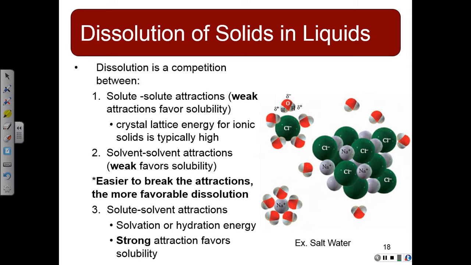If you look over here, you have a partial positive and a partial negative. So what do you think the oxygen is going to be attracted to? It's partially negative. Yeah, the sodium, exactly. So what's going to happen is water is going to come in and solvate that sodium ion and the chloride ion, depending on the way it turns itself.